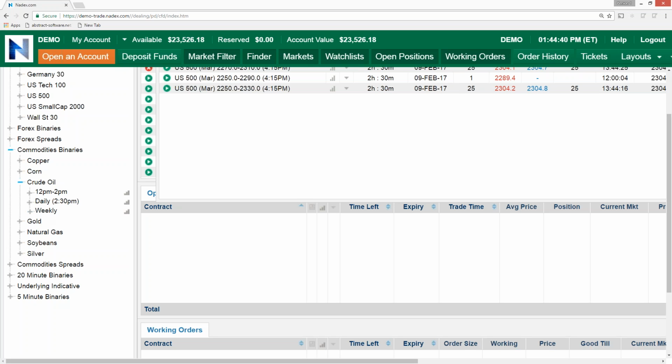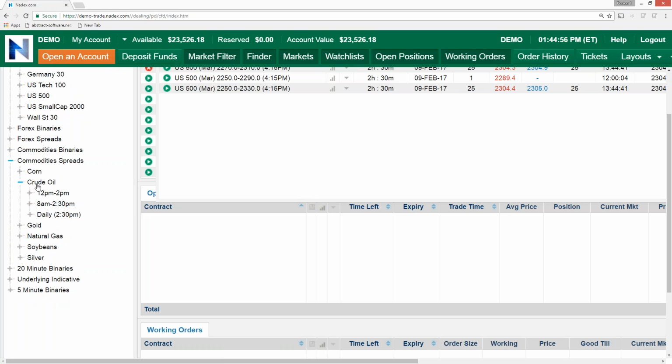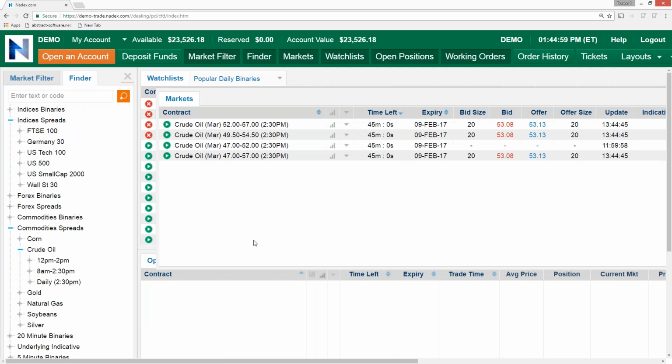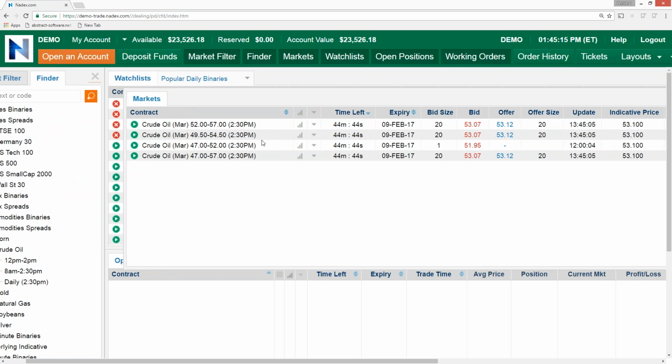Yeah. So let's take a look here. Like we were saying earlier, I can trade pretty much any market I want with these. So the crude oil close is coming up in about 45 minutes. Here we have the crude oil binaries, and we know that crude is trading around $53.10.